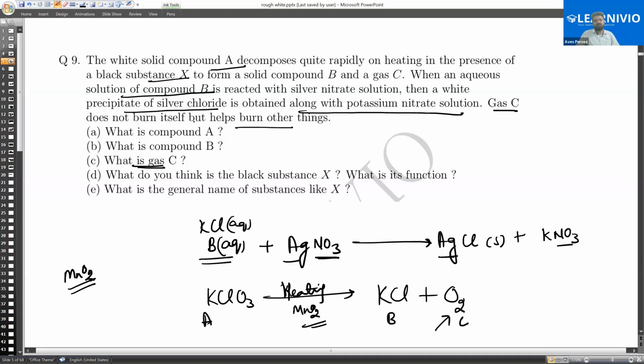Yes sir. Write down the answer. But what is B? What is A? A, B, and this is C. When you treat this B compound in aqueous solution with silver nitrate, you will get a precipitate of this one and this potassium nitrate. Note it down.